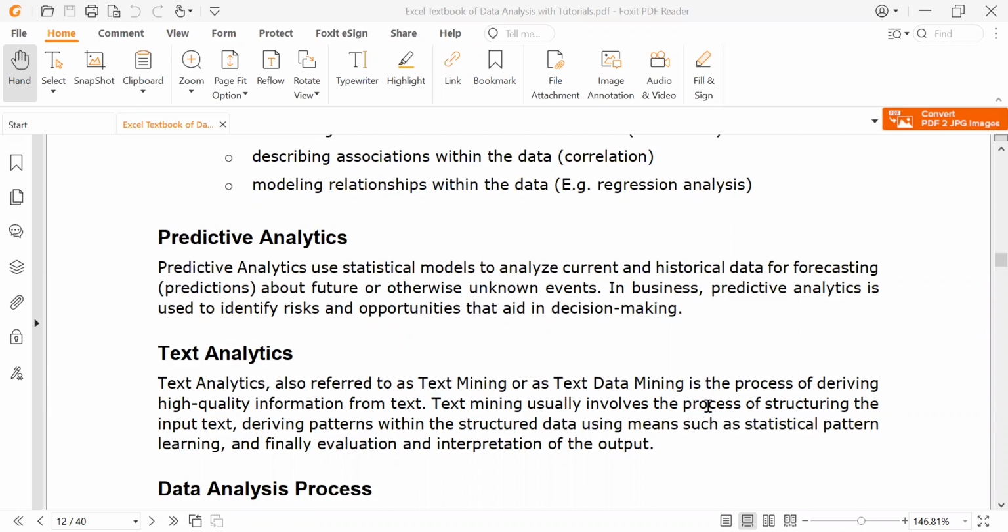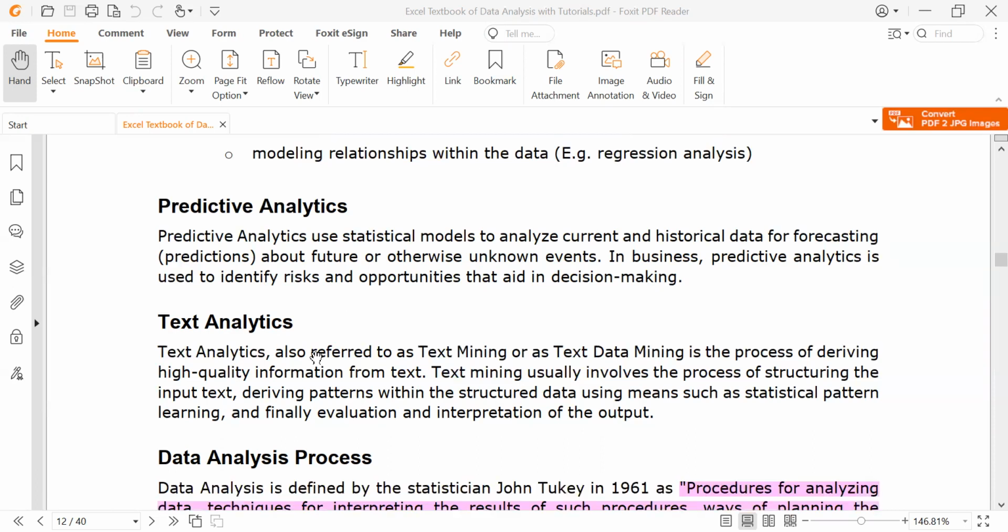Text mining usually involves the process of structuring the input text, deriving patterns within the structured data using means such as statistical pattern learning, etc. This one is mostly what we call qualitative data analysis, where you don't actually get figures. You don't go out and collect data in the form of figures or numbers. You actually go and get maybe an interview where somebody speaks and you record it. You have a focus group discussion where you collect just information that is text.